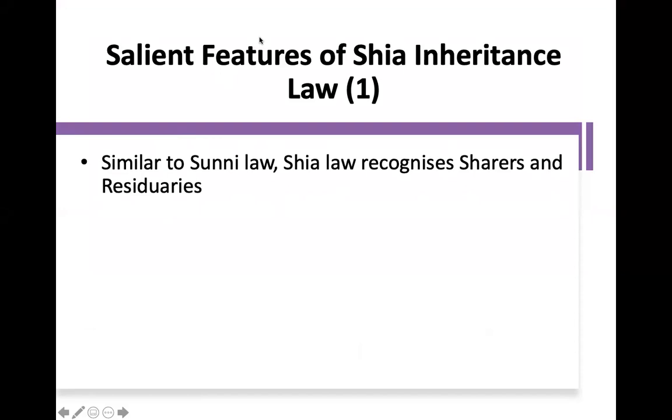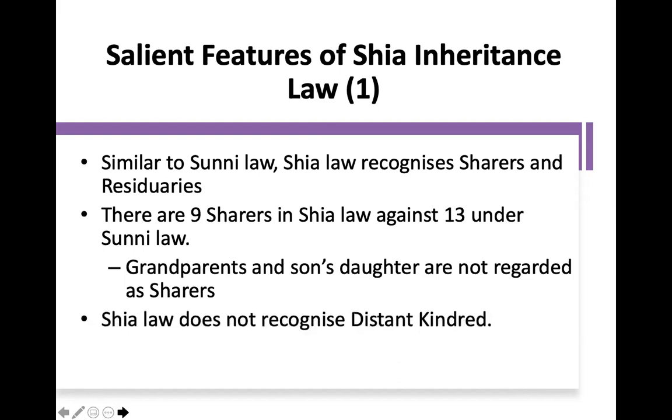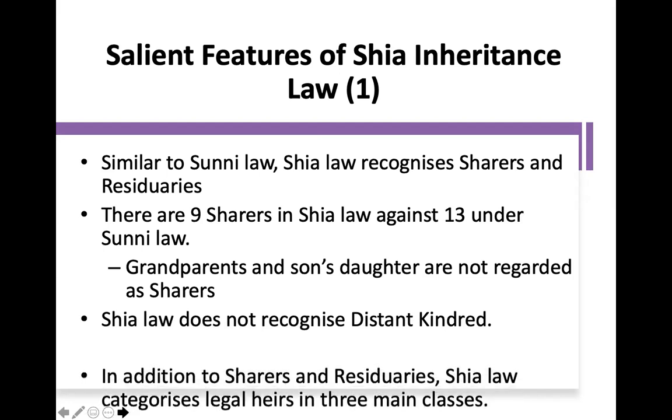Similar to Sunni inheritance law, Shia inheritance law recognizes sharers and residuaries, but unlike Sunni inheritance law, Shia inheritance law does not have the third category of distant kindred. There are 9 sharers in Shia law against 13 under Sunni law. Grandparents and son's daughter are not regarded as sharers. Shia law does not recognize the third category of legal heirs, that is distant kindred.